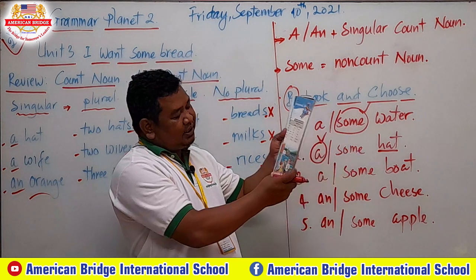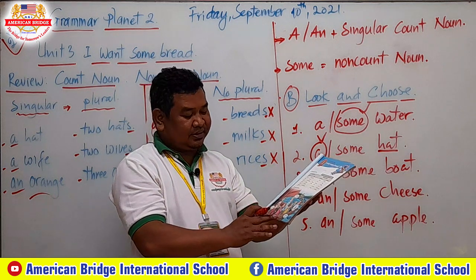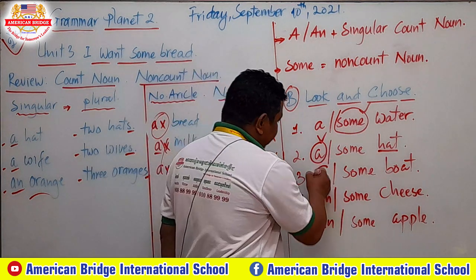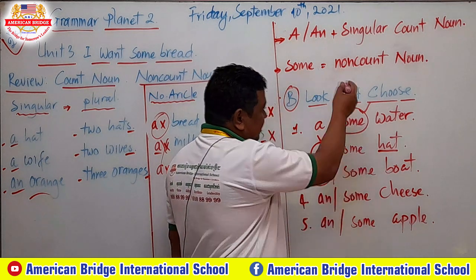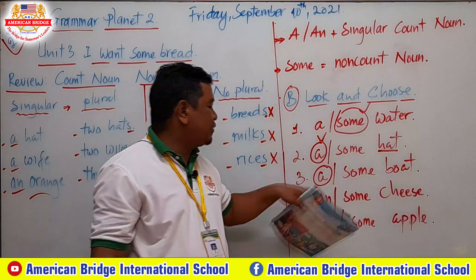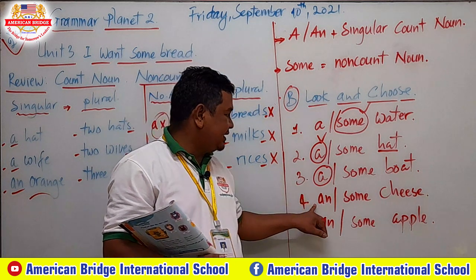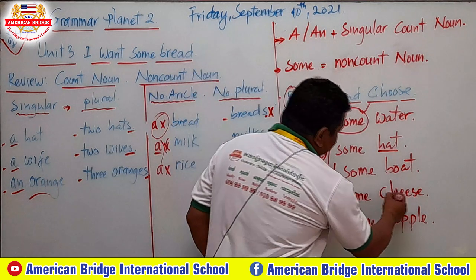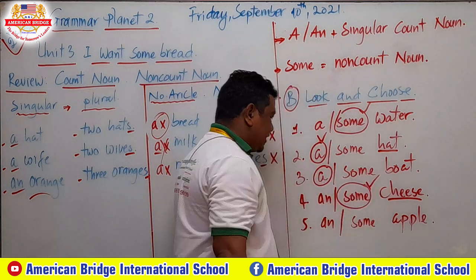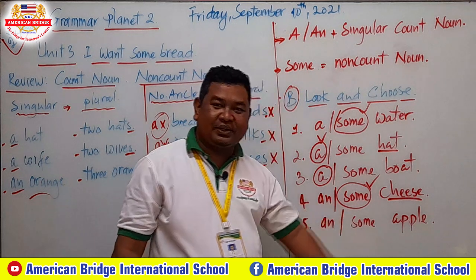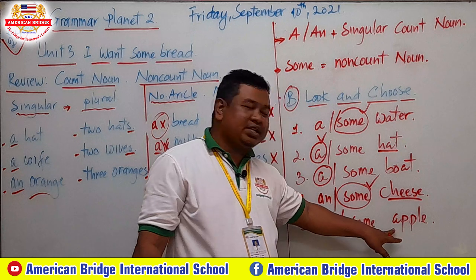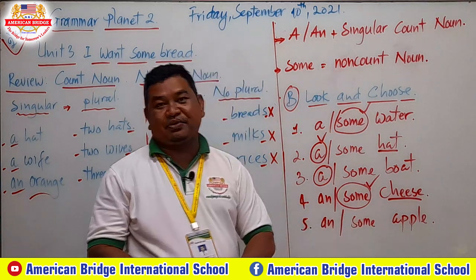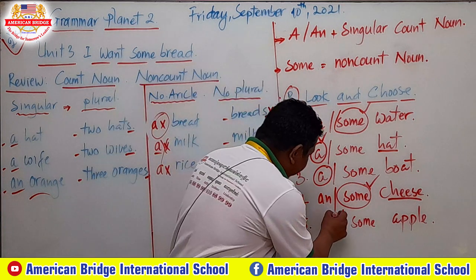Okay, student? And move to number three, a boat or some boat. You know boat, in here. When you go to Koh Kong, the Thai resort, you can ride a boat to relax, okay? So a boat or some boat, student? So this one is a boat, not some boat, because some is used with non-count noun, okay? And boat, no s, so this one is a boat. The other one, a cheese or some cheese, right? Because cheese is a non-count noun, so you can use some cheese. Okay, so an apple or some apple? The correct answer is, yes, very good. This one is an apple.